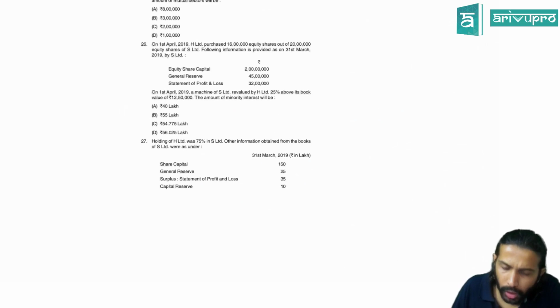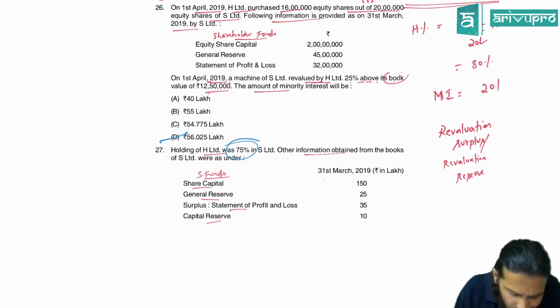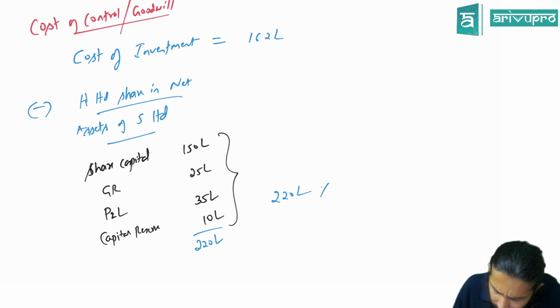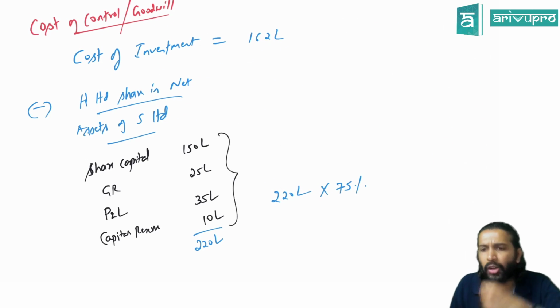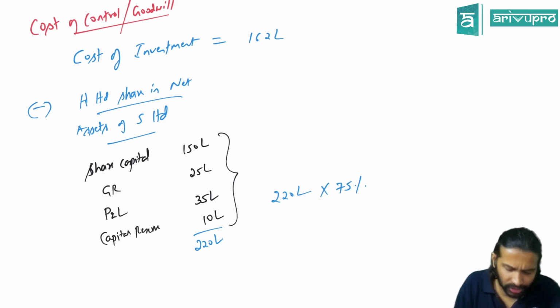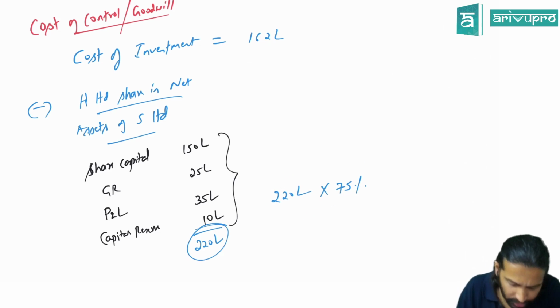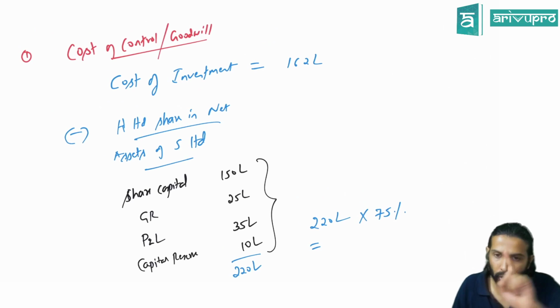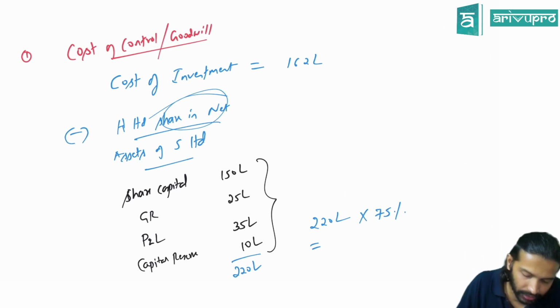No, they bought only how much? 75% shares. If they buy 75% of the company, it means they have a right over 75% of the net assets of the company. Total net asset is 220 lakh. H Limited has 75% right over this. That's what we've written as H Limited share in net assets, not total net assets.